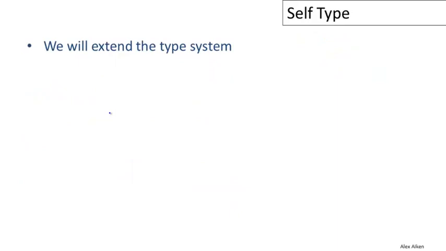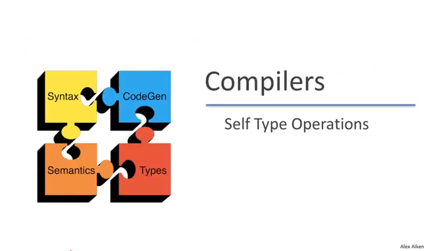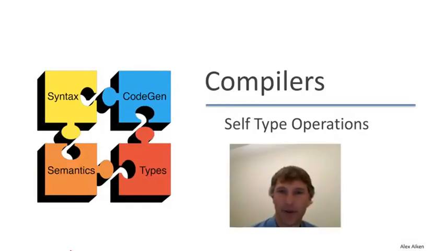So to solve this problem, we're going to look at extending the type. In this video, we're going to continue our discussion of self-type by talking about the type-level operations that are available on self-type. And this will help to clarify what self-type actually is and its role in the type system.